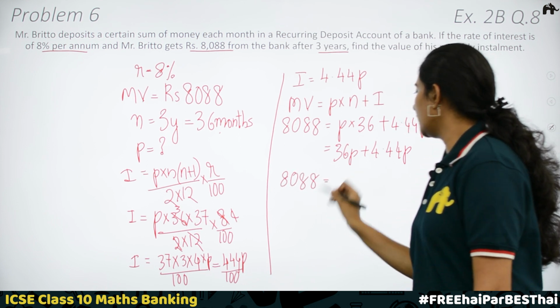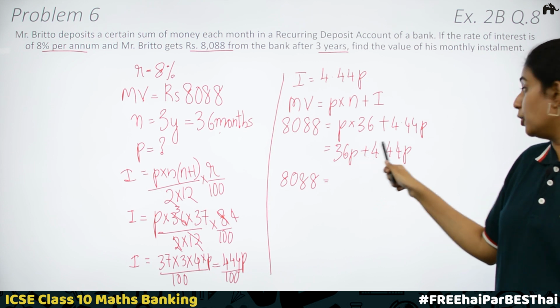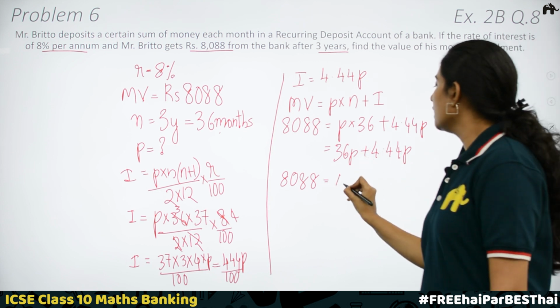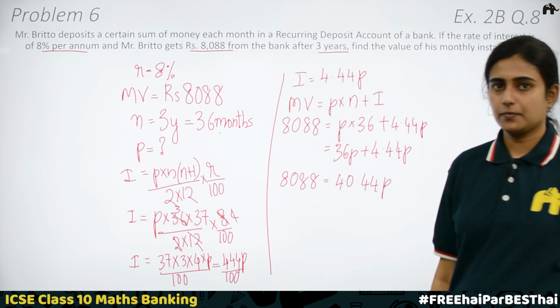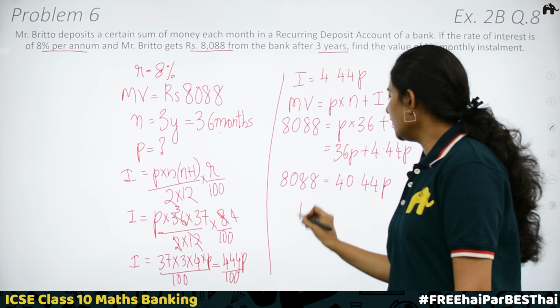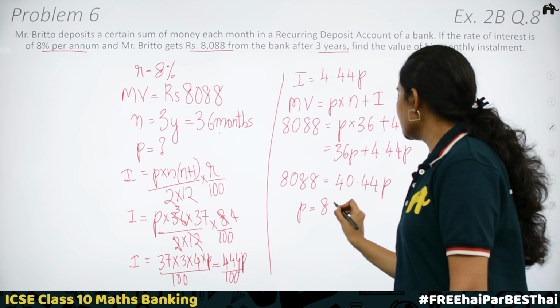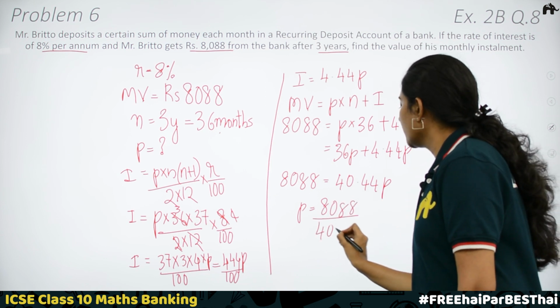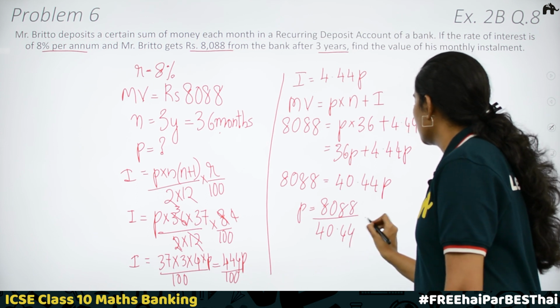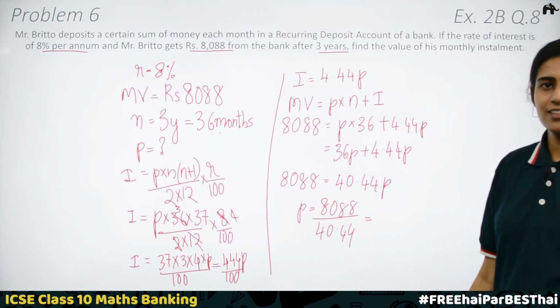8088 is equal to 36 plus 4.44. You will be getting 40.44 P. Now, P is equal to 8088 divided by 40.44. What is the final answer?